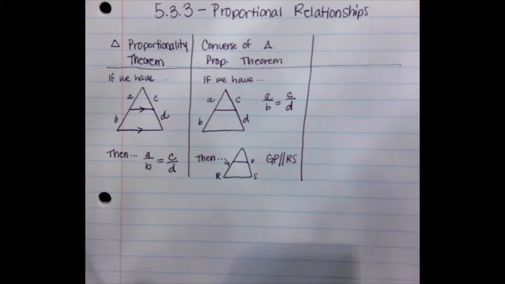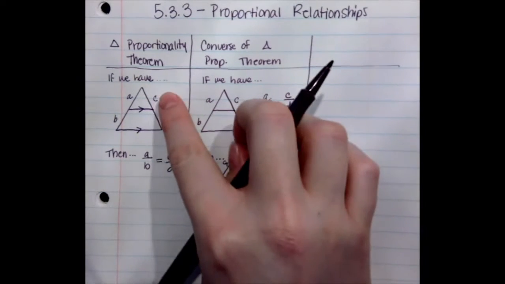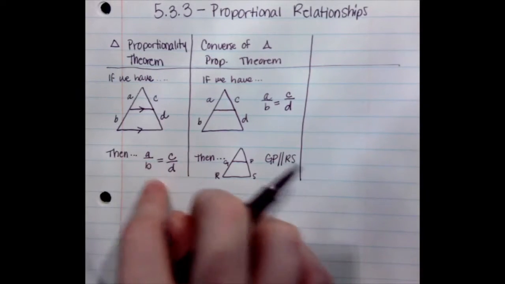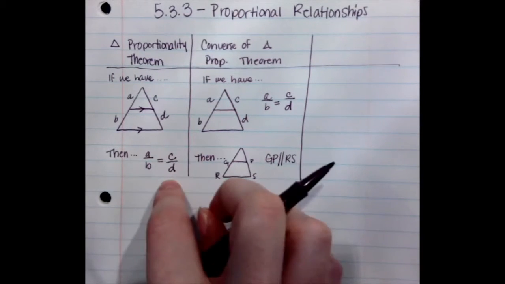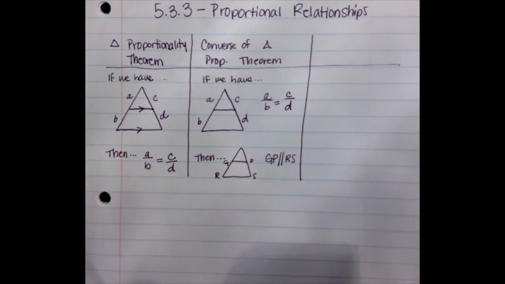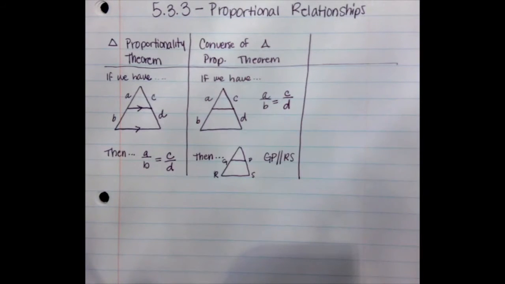So even though we're learning three theorems, two of them are the opposites of each other. If you're given the parallel lines, it's the Triangle Proportionality Theorem, where you're trying to prove that they're proportional. So this is your goal. So you have a triangle, you use the proportion to solve. If you already have the proportion, then it's the converse, it's the opposite.